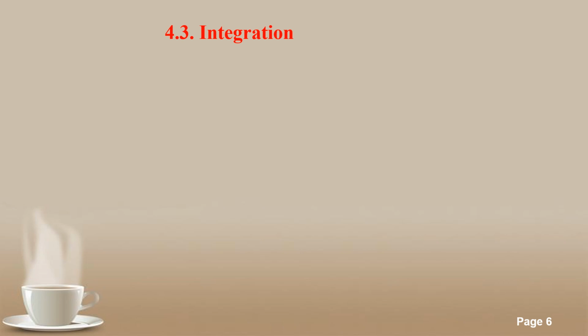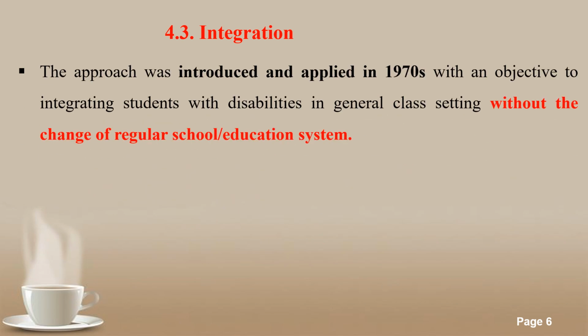The other one is integration. It is modified from mainstreaming schools. This approach was introduced or applied in 1970, with the objective to integrate students with disability in general class settings without change of the regular school education system.